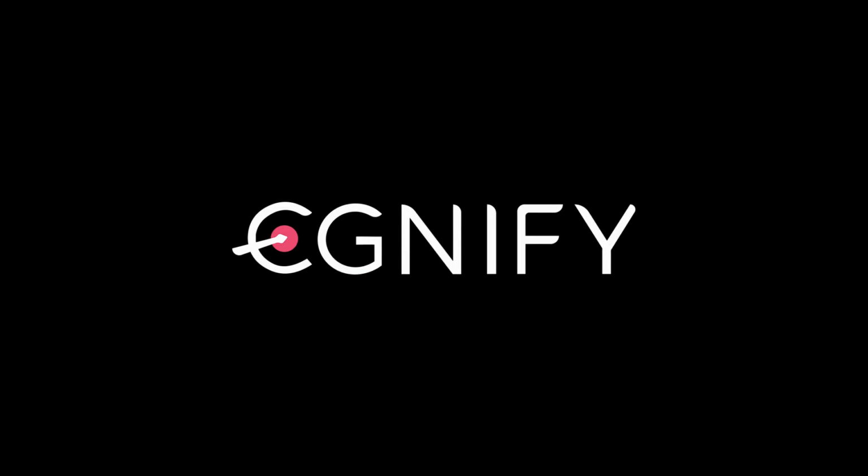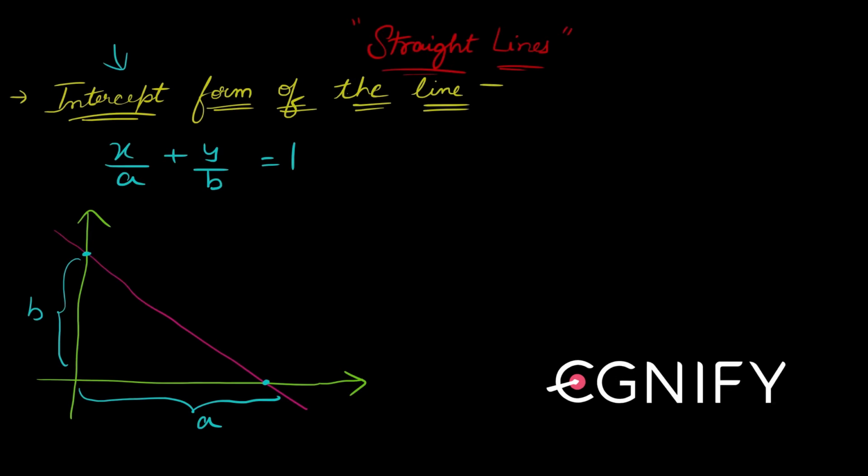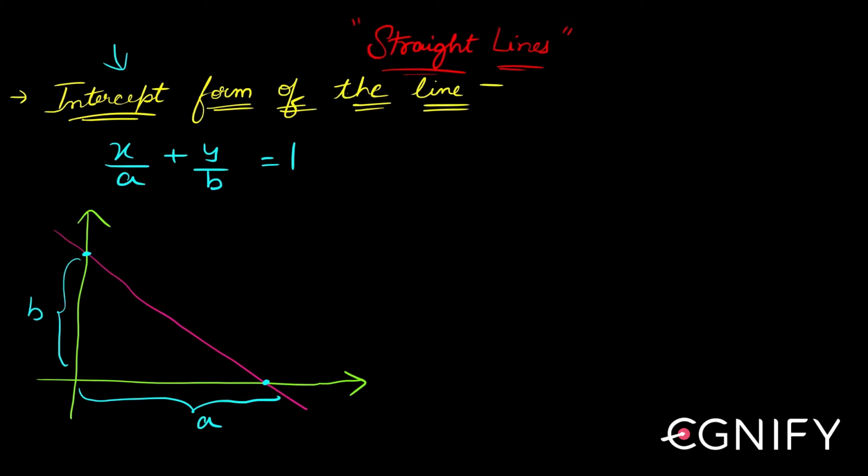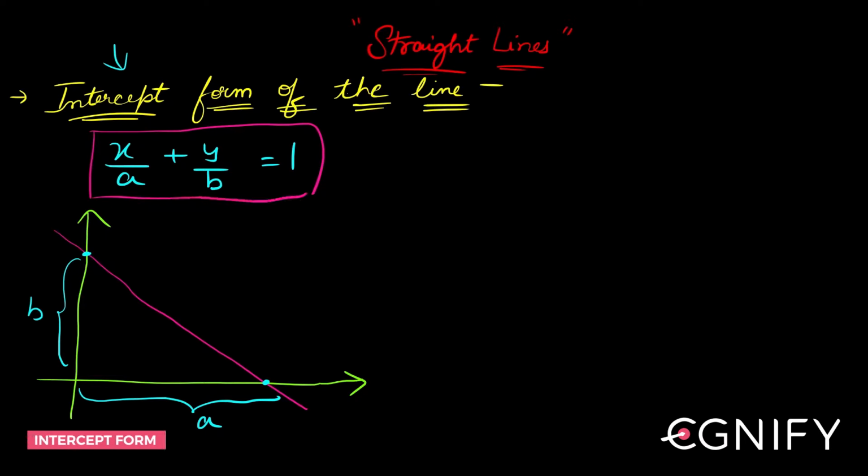Let us now look at the intercept form of a line, right? The intercept form of the line. This is what the form looks like: x by a plus y by b is equal to 1. This is called the intercept form of the line.